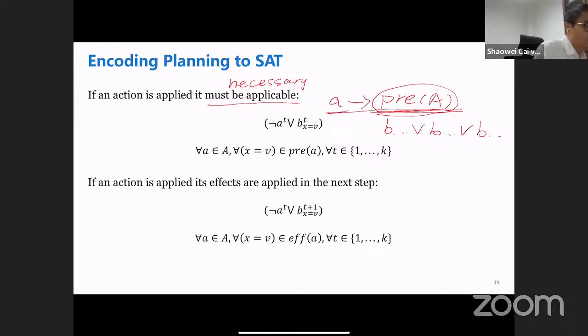So eventually, this comes to no A followed by some positive literals describing the precondition. And if an action is applied, its effects must be applied in the next step. Okay, and this part means that if A is applied, then in the T+1 step, all its effects are already in the true state, and its encoding is similar to this one.